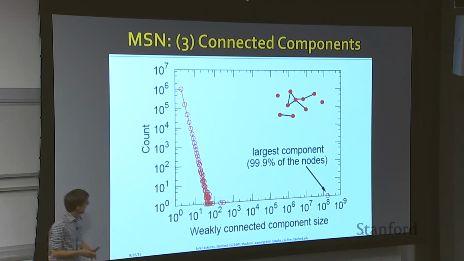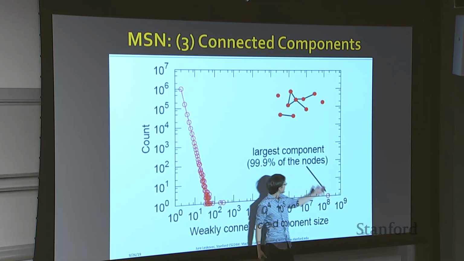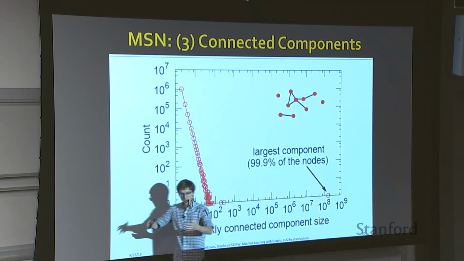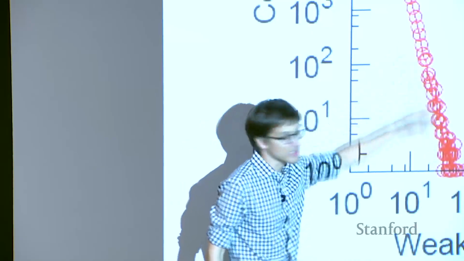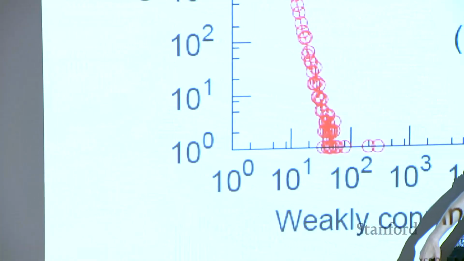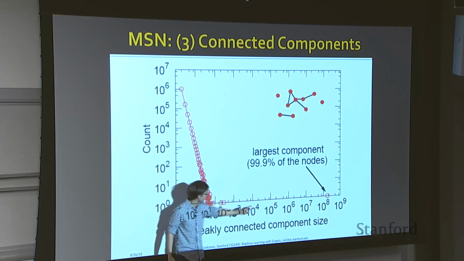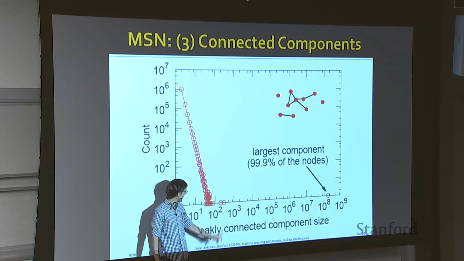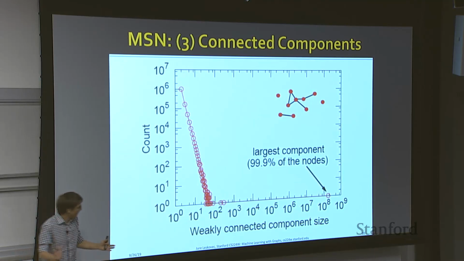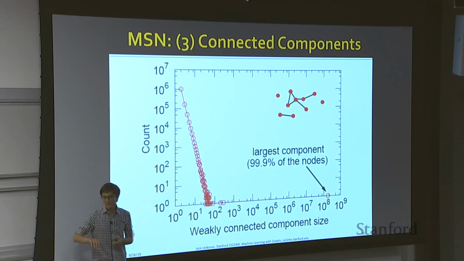But what do we learn? We learn that this communication network is extremely well connected. The world is connected. 99.9% of all the nodes are in this connected component, and then there are a few very small, tiny connected components. The difference between the largest connected component and the second largest is 10 to the 6, so the largest connected component is 1 million times bigger than the second largest. So essentially, for all practical purposes, there is one connected component and the rest are little leftovers.